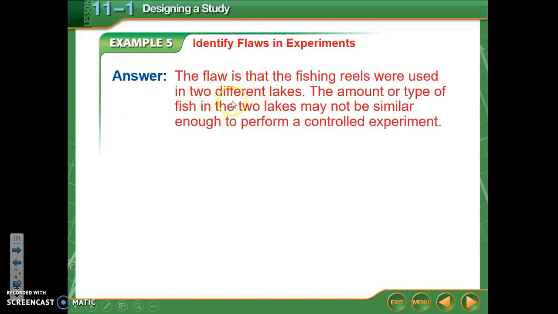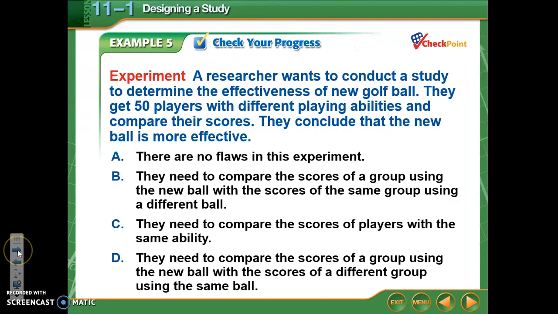The flaw is that we use 2 different lakes. What they want to know is the difference between the reels, but they have different reels and different lakes. So we don't know if the amount of fish in the 2 lakes is the same, to make sure that my experiment is controlled. The results might have been affected by the different lakes instead of by the different fishing reels. All right, try this one.